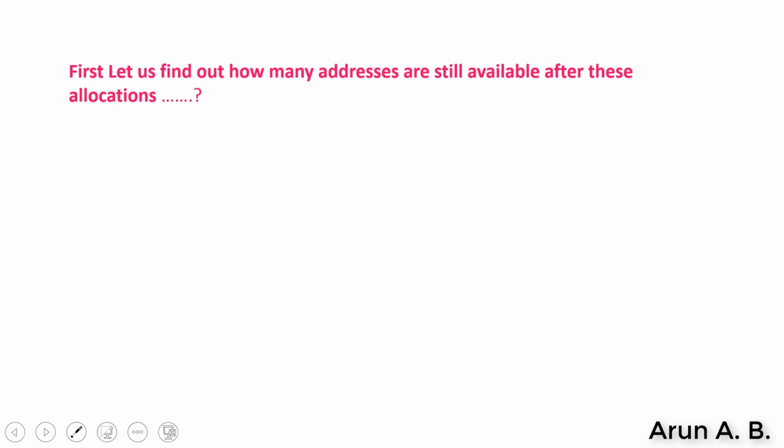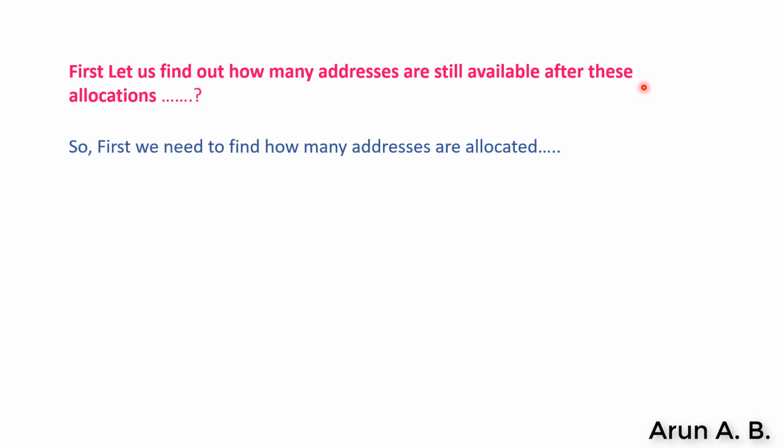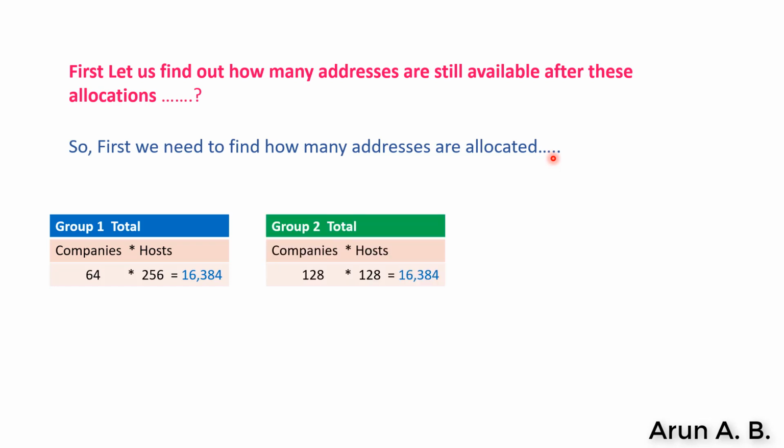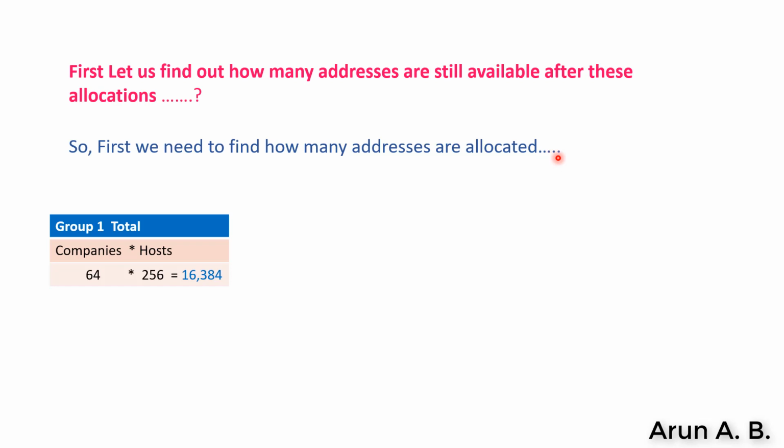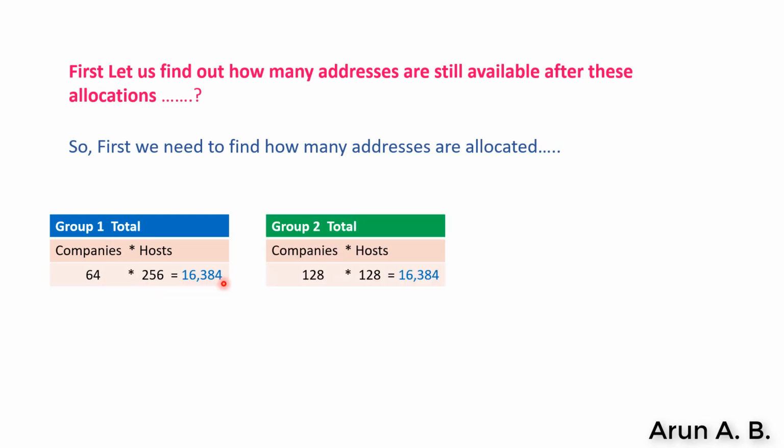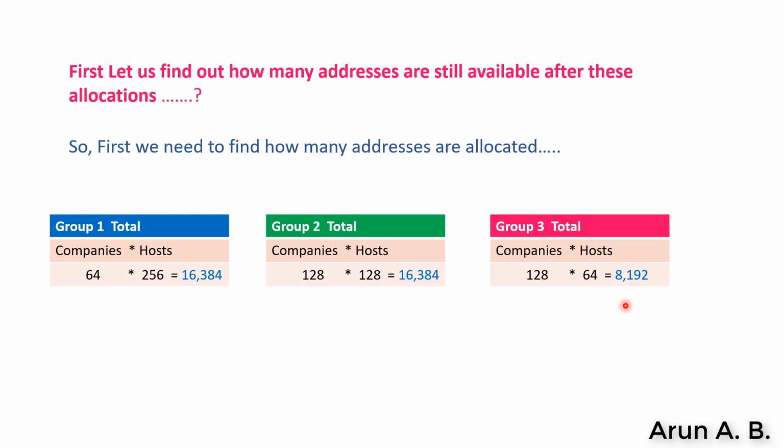So now let us find out how many addresses are still available after these allocations. To find out how many IP addresses are still available, first we need to find out how many IP addresses are actually allocated. For that, we need to add the total number of IP addresses assigned. In group 1, we had a total of 16,384 IP addresses assigned. In group 2, again we had 16,384 IP addresses assigned. In group 3, we had 8,192 IP addresses assigned.